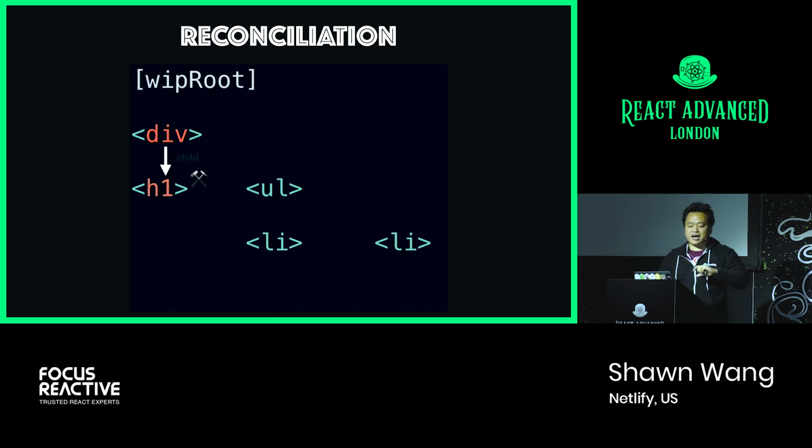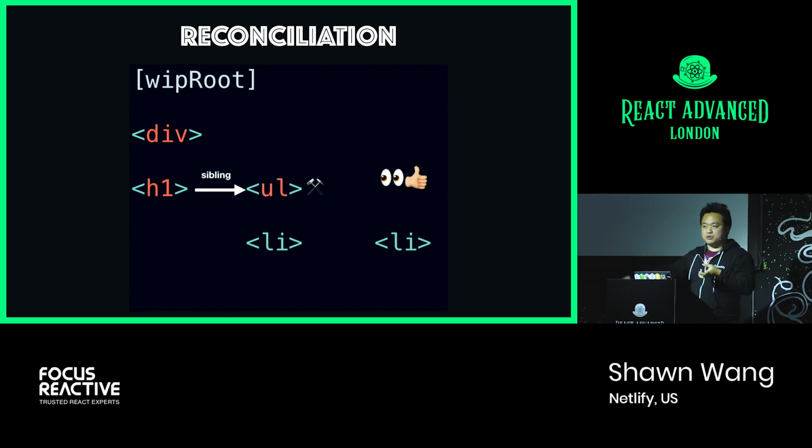Then I move to the first child. Every fiber has a first child, and if there is a child, I'm going to move to that as a first priority. Then I'll process the H1. Then I'll move to the sibling, because that H1 has no child, so the next rule is that I move to the sibling. Then I look at the UL so far, and then the user comes along, and the user doesn't see anything because I haven't committed to the DOM, right? So that's good. And so then I keep going.